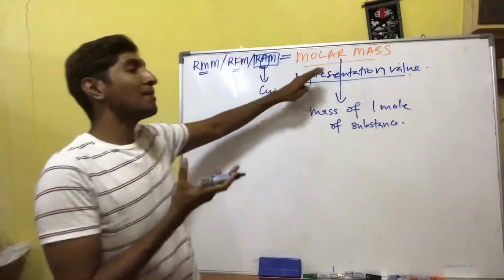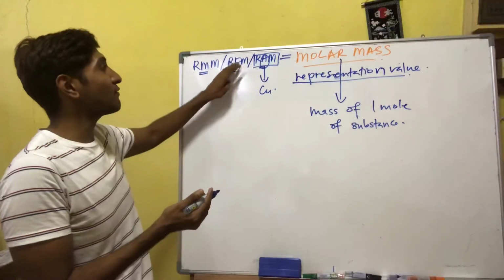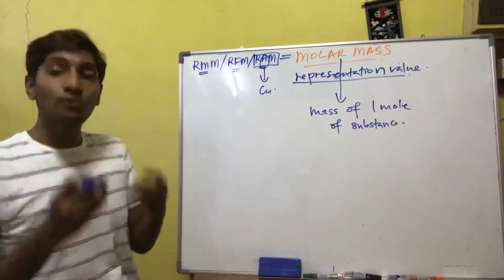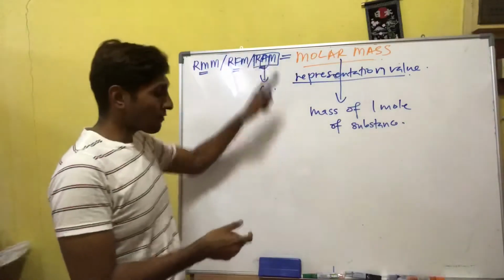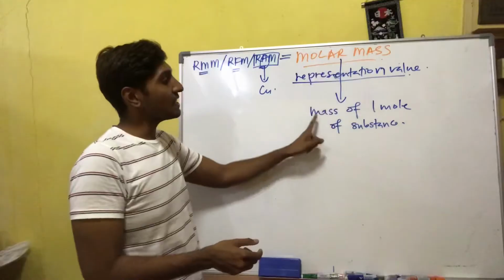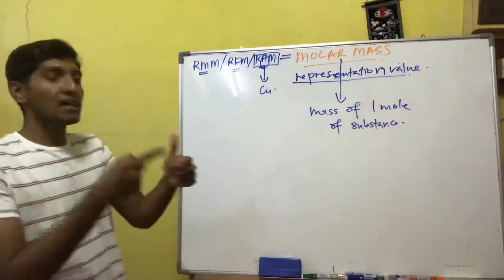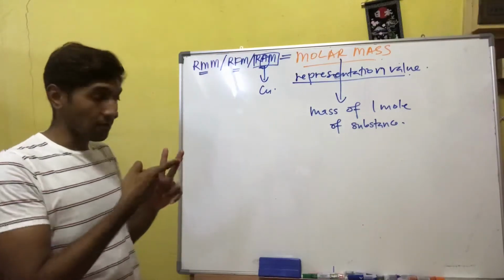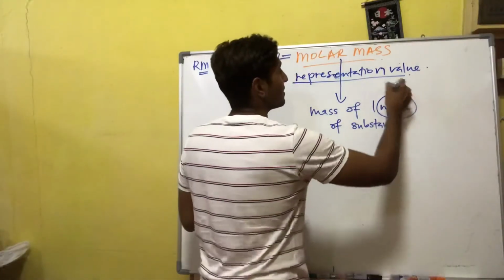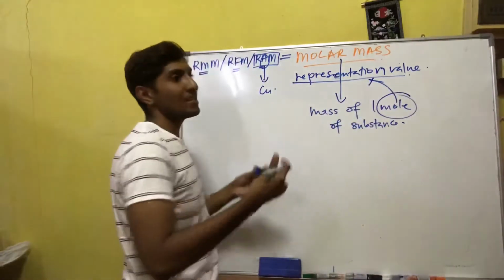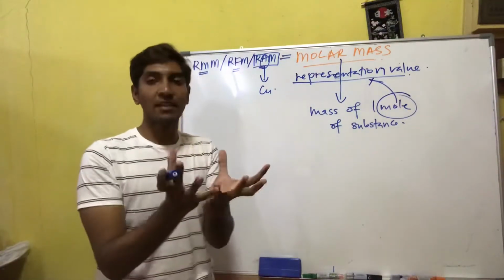We find the relative molecular mass of water. How to find the molar mass of sodium chloride? We are going to find the RFM, which is the relative formula mass of sodium chloride, which is going to be equivalent to the molar mass. Okay, so I repeat, the molar mass is basically the mass of 1 mole of substance, and the substance can be atom, molecule, or ionic compound. And the mole here is actually a representation word that holds a value.